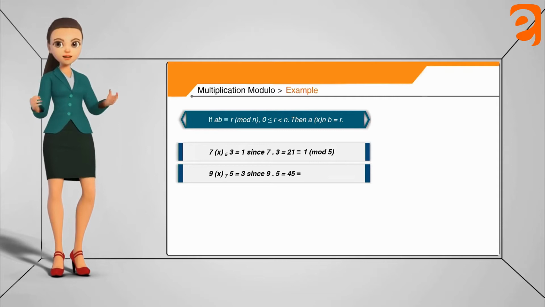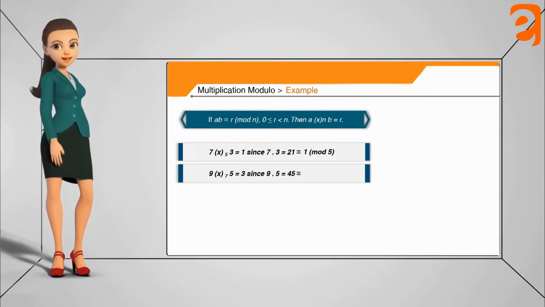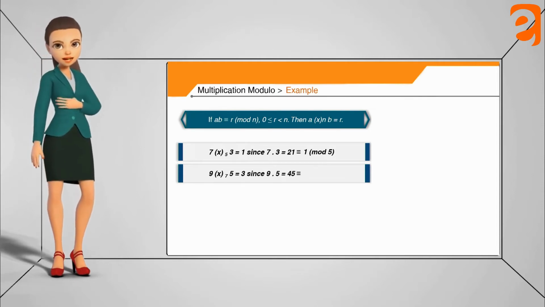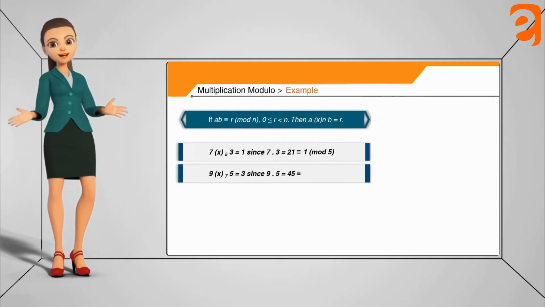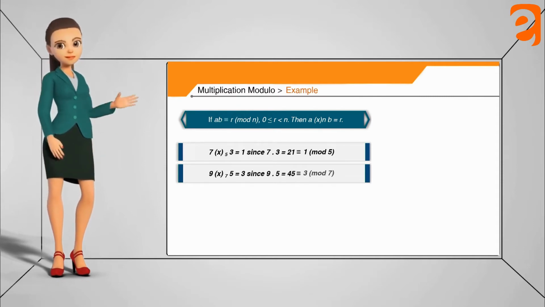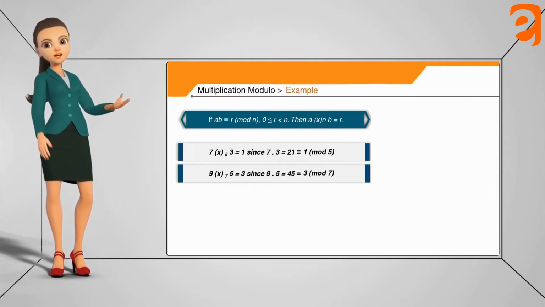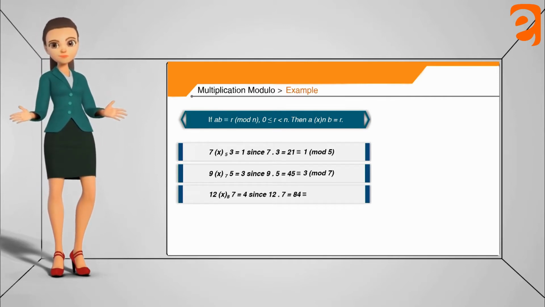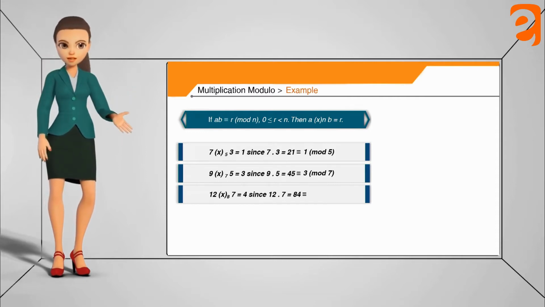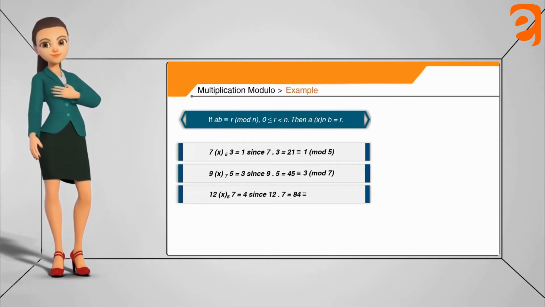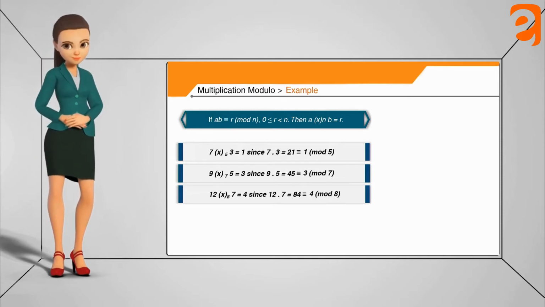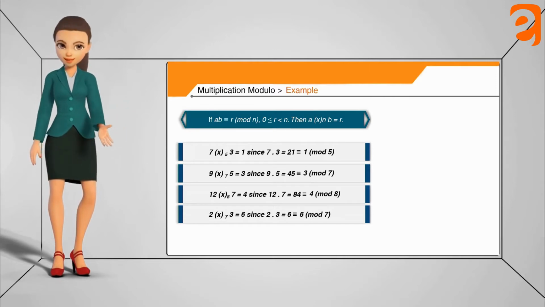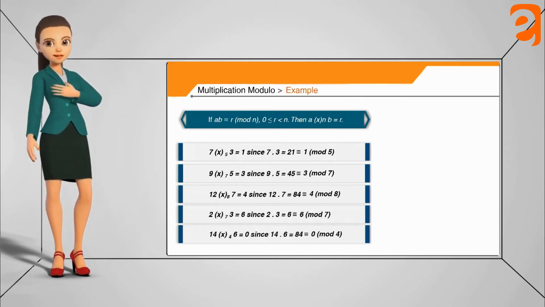In the other example, a is 9, b is 5, and the number n is 7. So how do we calculate this multiplication modulo with respect to 7? Multiply 9 and 5, it comes out to be 45. Divide 45 by 7, the least non-negative remainder is 3. In this example, a is 12, b is 7, and n is 8. Follow the same procedure, multiply 12 and 7, the number is 84, divide it by 8, the least non-negative remainder is 4. Similarly with this example and this one.